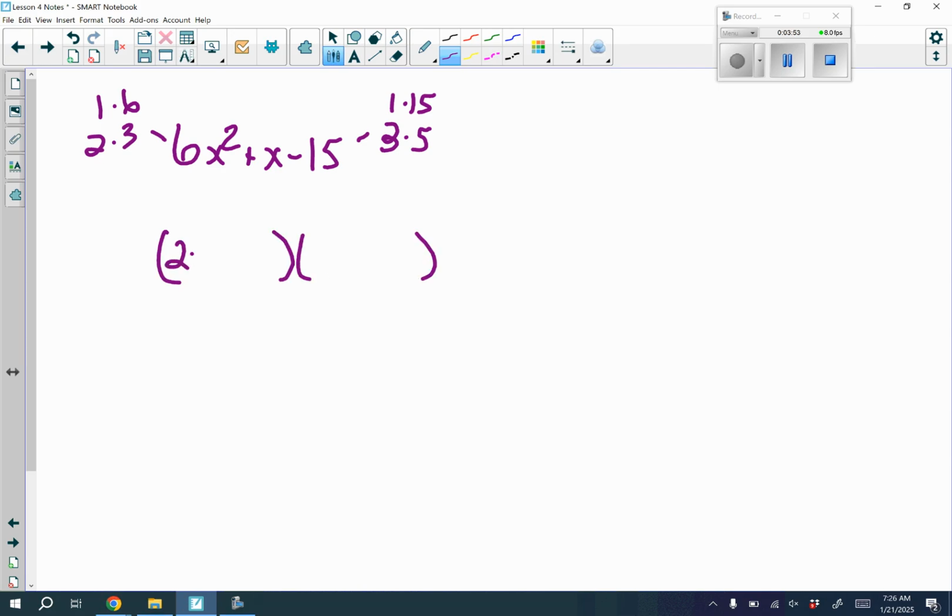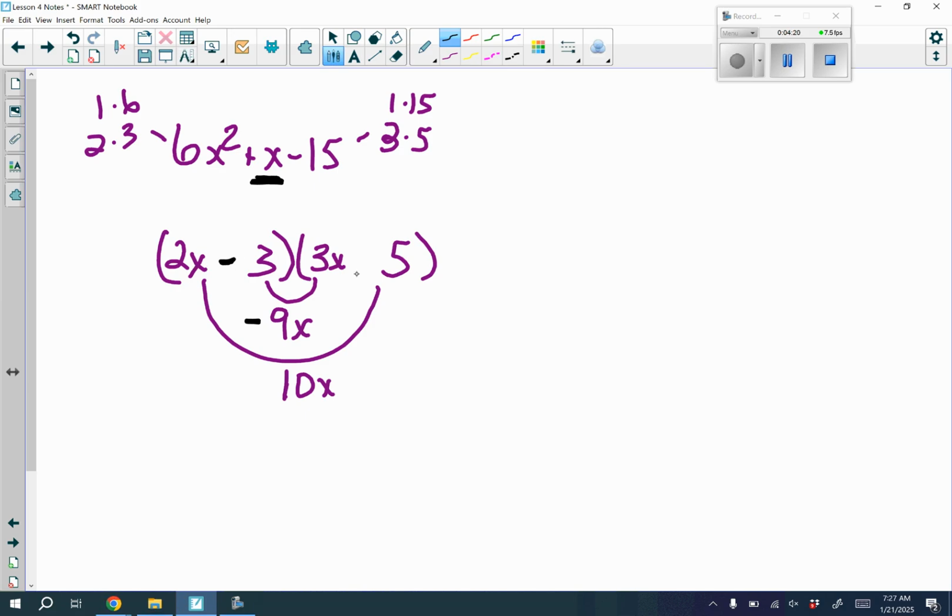So I'm going to try 2x and 3x. And our goal, once again, is to combine to a positive 1 in the middle. And I'll try 3 and 5 here. So I multiply the inner, that gives me 9x. I multiply the outer, 10x. If I add or subtract them, can they give me x? Yes. To get a positive x, that means my 9 has to be negative. So I need a minus: 2x minus 3, and 3x plus 5. Okay, so that's how I got that one.